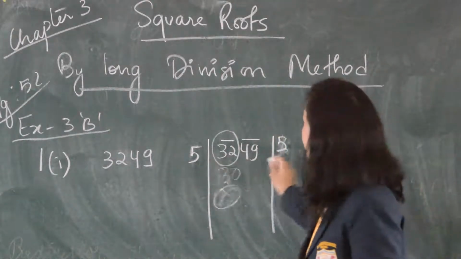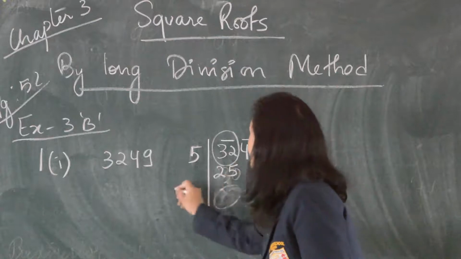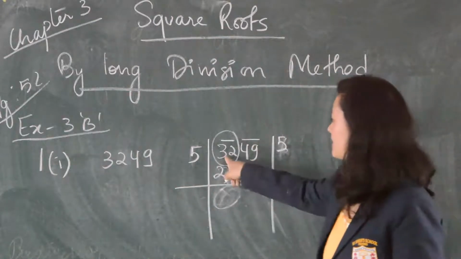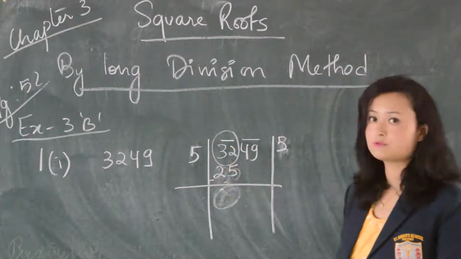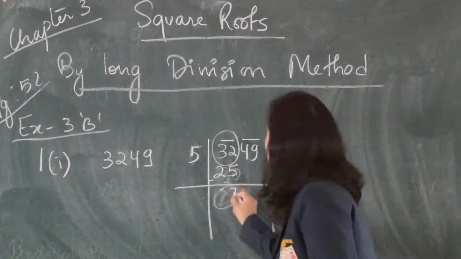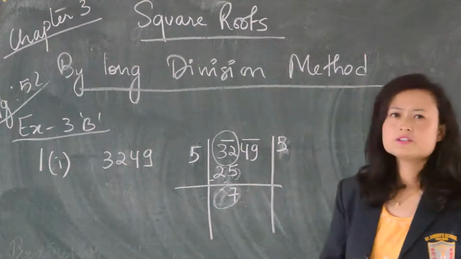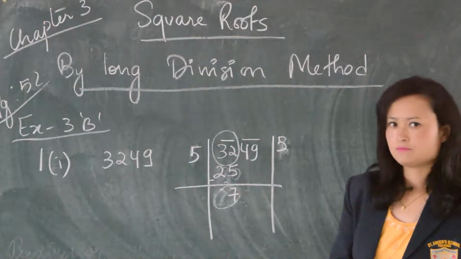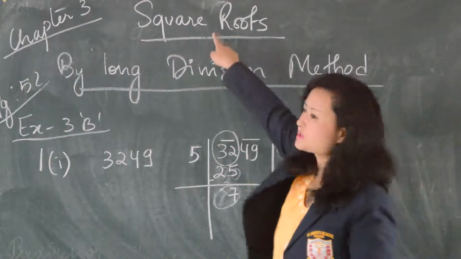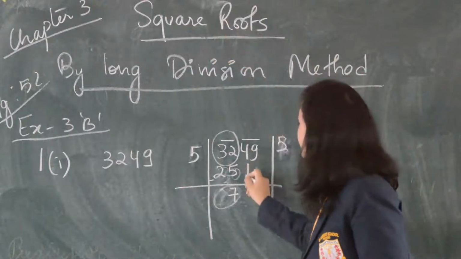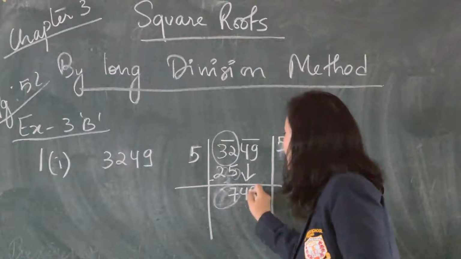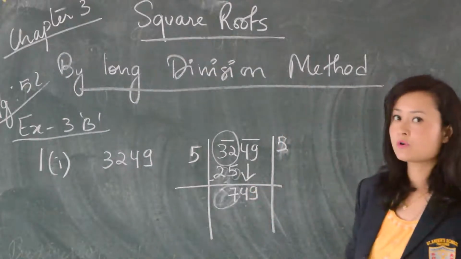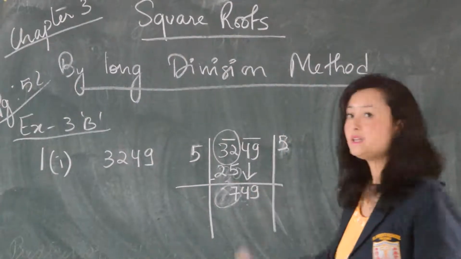So 5 into 5 is 25. When you divide 32 and 25, what you have to do, as you know, is subtract them. So you get 7. Generally in division, only one digit comes down. But here, since you are doing square roots, the group comes down. That means both digits of 49 come down. You cannot just bring 4 alone. It has to be 49.